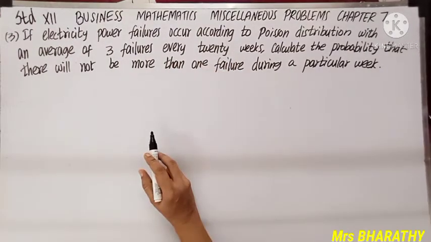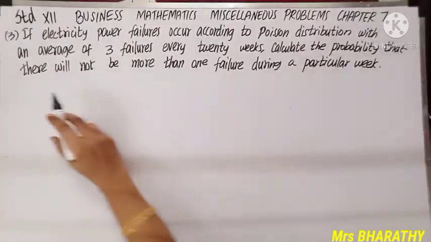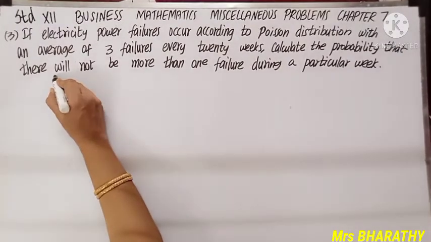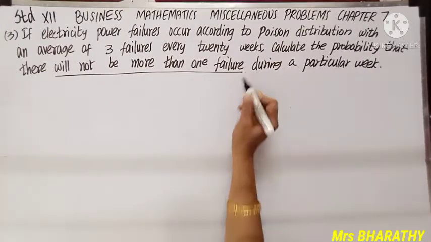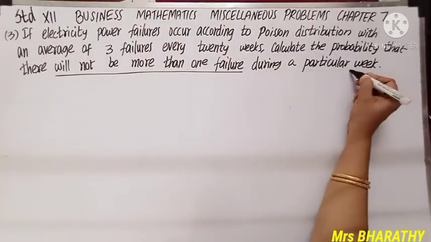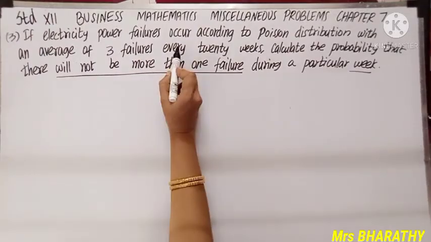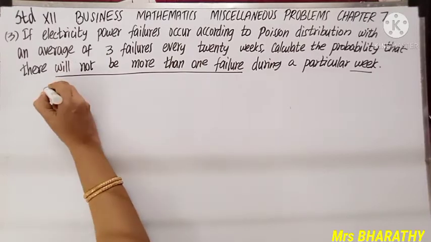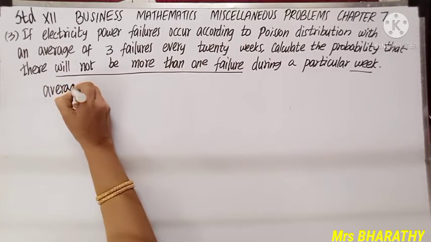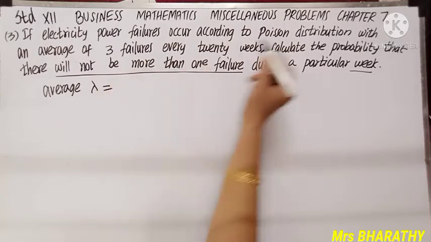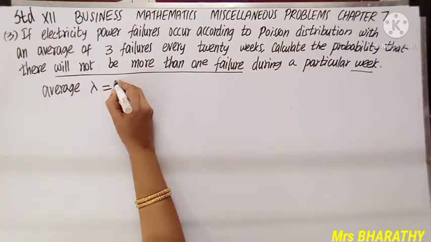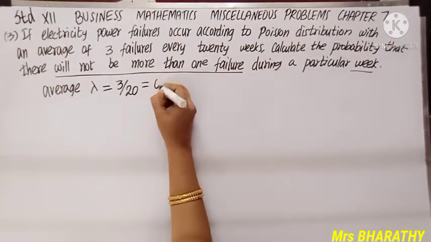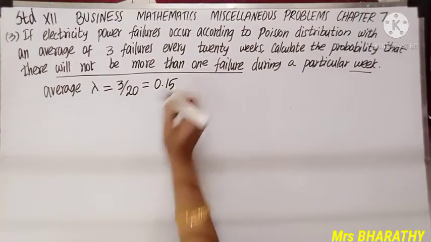Question number 3. If electricity power failures occur according to Poisson distribution with an average of 3 failures every 20 weeks, calculate the probability that there will not be more than one failure. The question is, will not be more than one failure during a particular week. Here it says in 20 weeks, there happen 3 failures. So the average, which we denote as lambda in Poisson distribution, is 3 out of 20 weeks. If I simplify, it is 0.15.